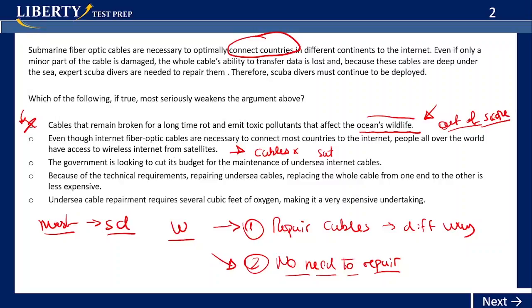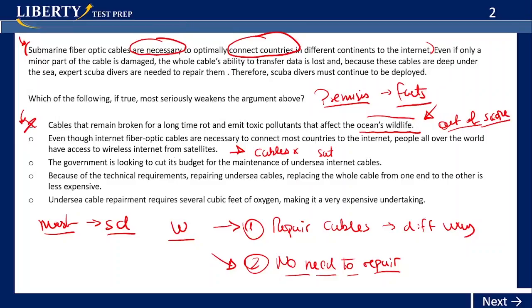But then we have to be very careful here, very careful with the premises. Premises are basically the facts, the facts we saw before. There are tons of facts here. We cannot contradict a fact. Now remember, let's read the first fact. What is the first fact? Submarine fiber optic cables are necessary to optimally connect countries in different continents. They are necessary. So that's not up for discussion.